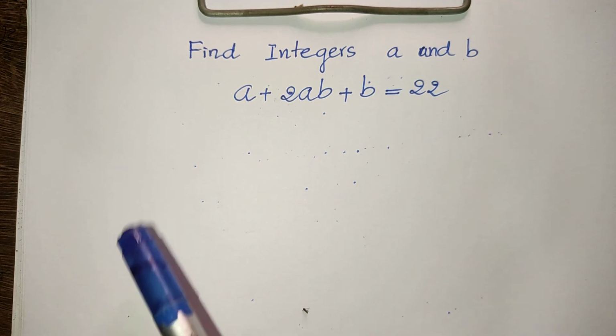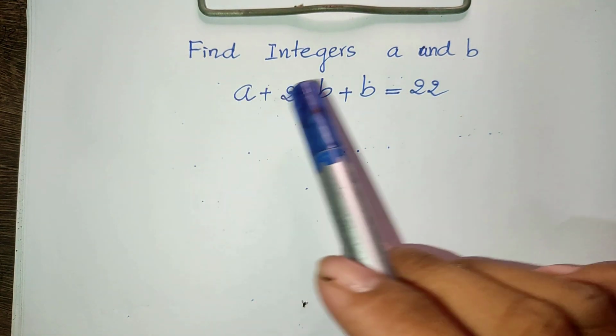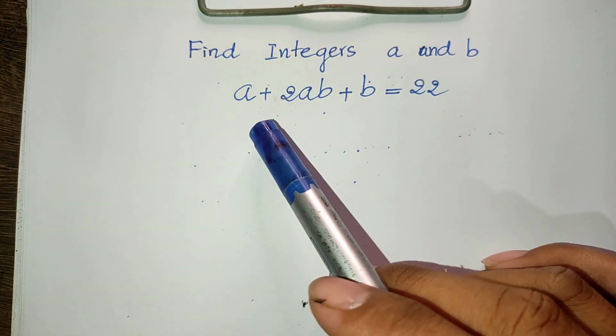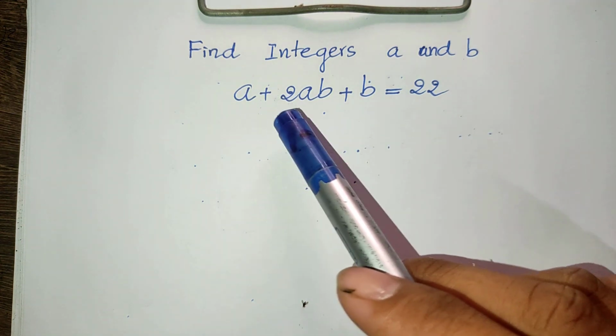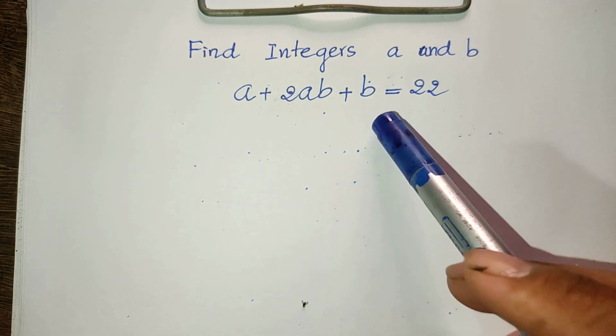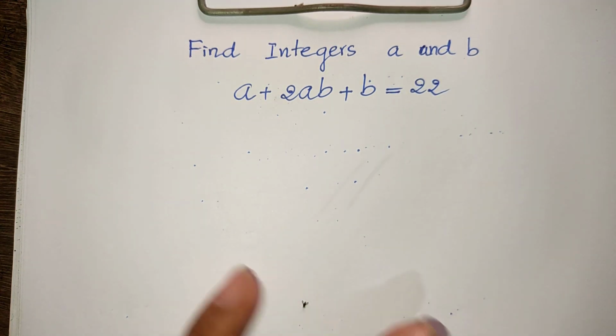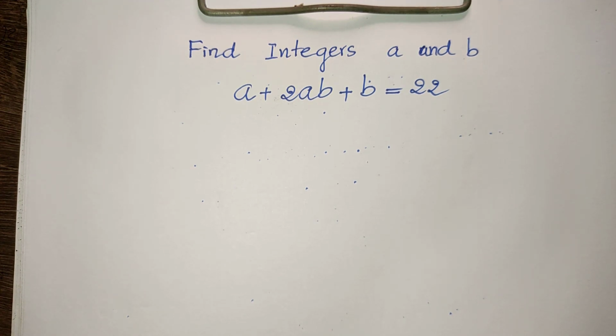Today I have one exercise. Find integers a and b, then verify the equation a plus 2ab plus b is equal to 22. Do you know how to solve this? If you know, please do it. When you have done it already, please come back to watch my video from beginning to the end to verify your solution.